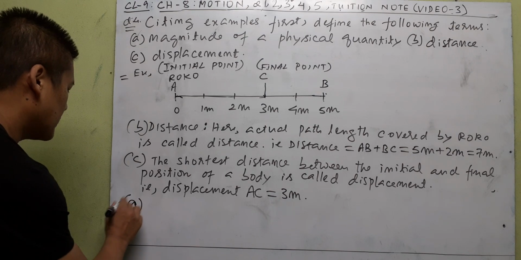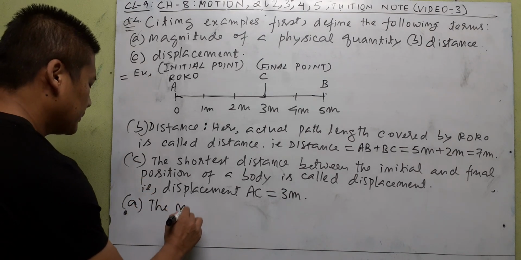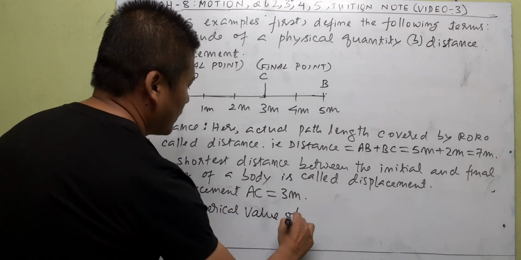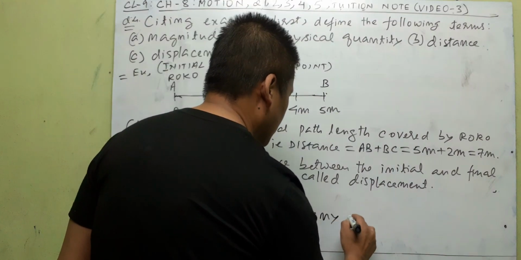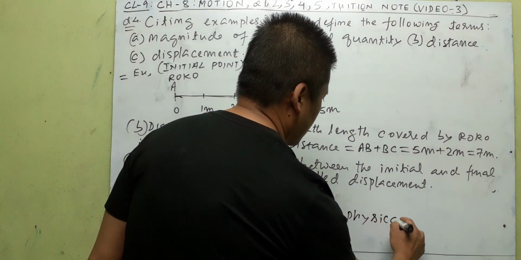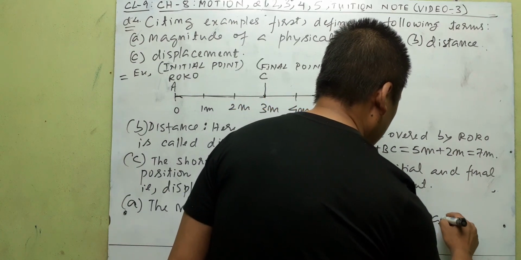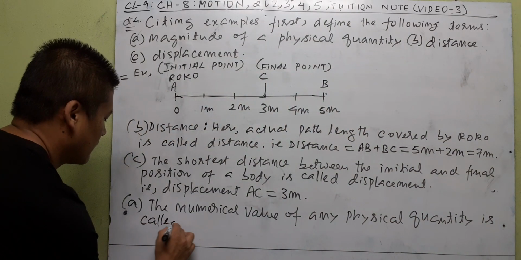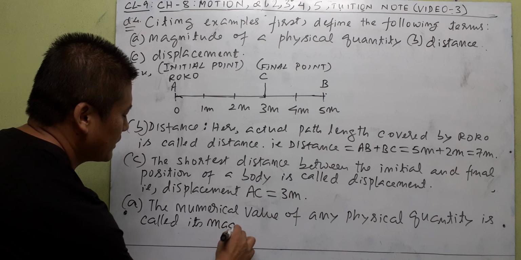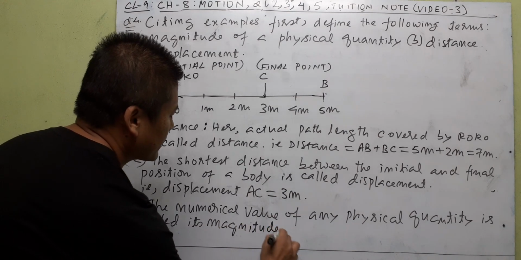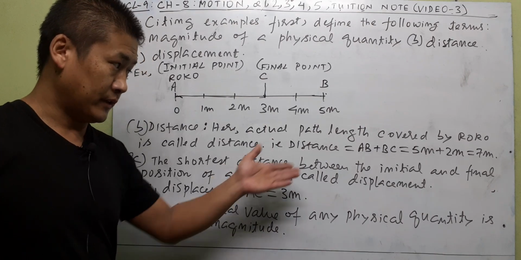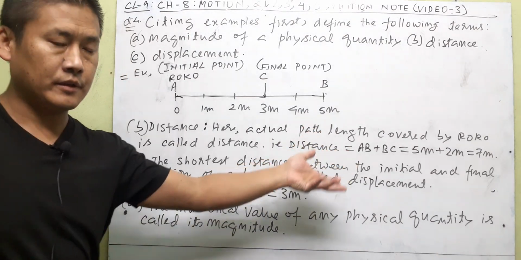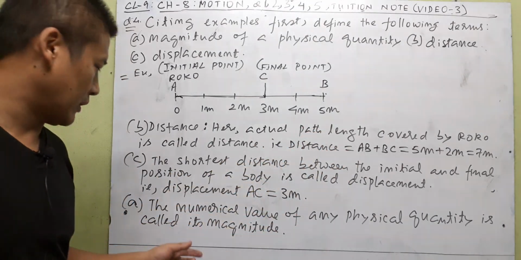And finally, what is magnitude? So the numerical value of any physical quantity, you can write it down, is called its magnitude. So magnitude is simply the numerical value of a physical quantity. Physical quantity means terms like displacement, distance, all these are called physical quantities. Displacement, distance, force, like yesterday we discussed, height of a boy, all those are physical quantities, okay?